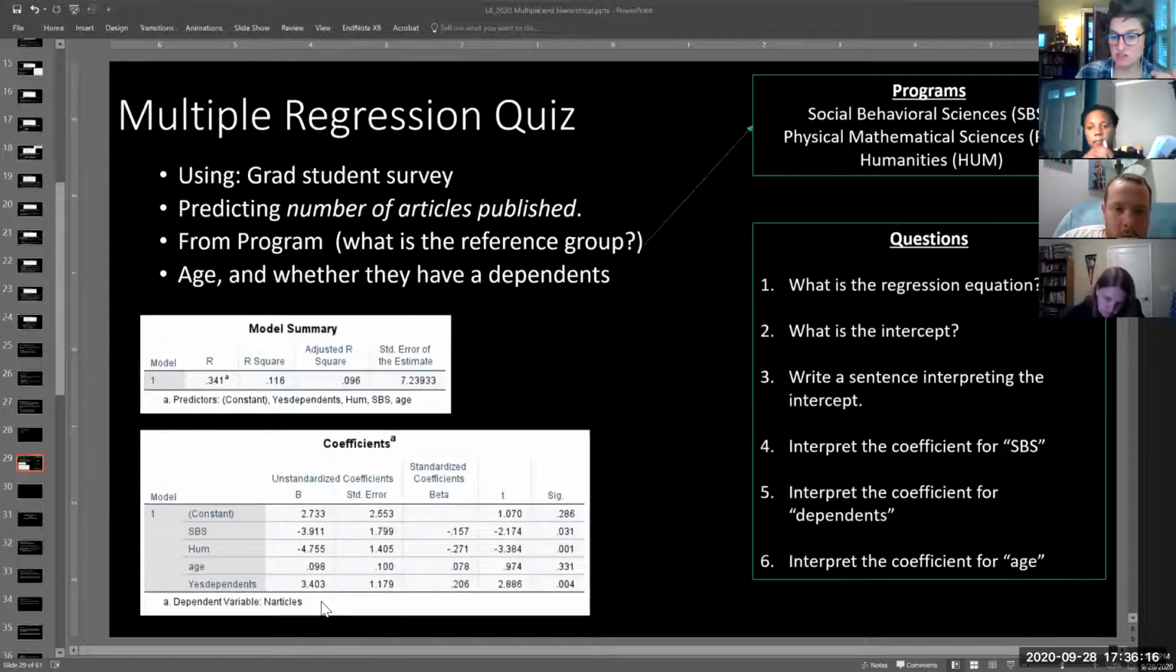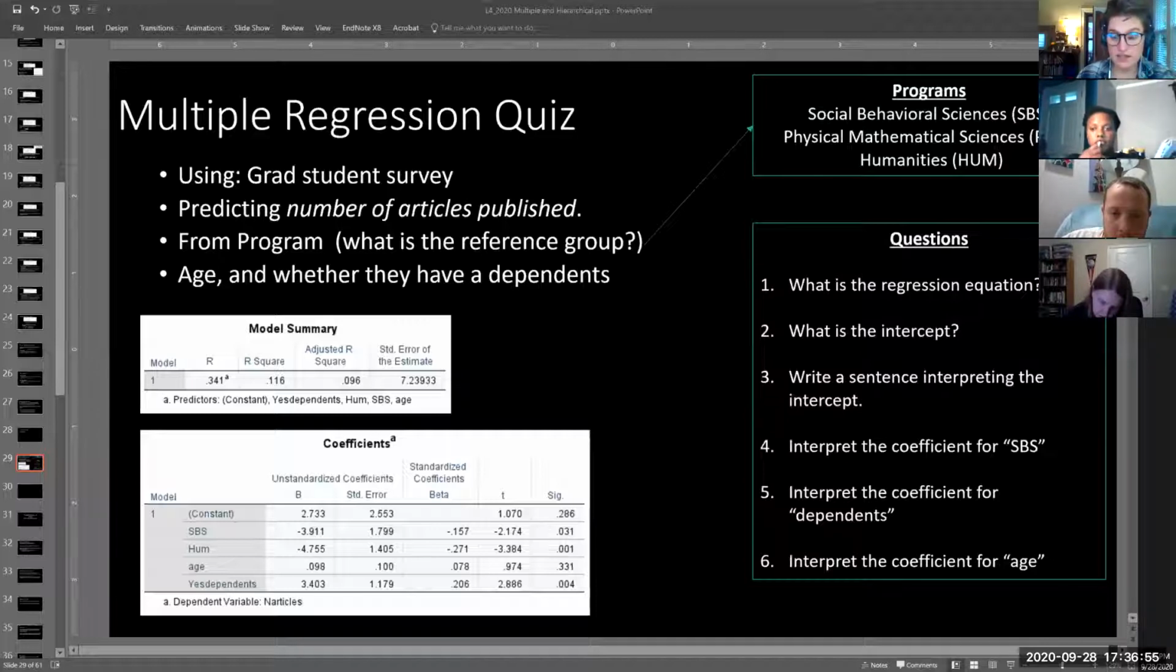Okay, like I said, you can write this so many ways. Justin, did you have something different in the way that you articulated that? So I was looking at the question, it said interpret SBS. So I said, when SBS increases by 1 unit, the average number of articles will decrease by 3.9 when dependence, age, and humanities are held constant. Yep. That is true. What about Michelle? Did you have something similar or something different? Yeah, so I had a grad student in SBS will publish about 3.9 fewer articles than a grad student in physical and mathematical sciences when age and dependence are controlled for.